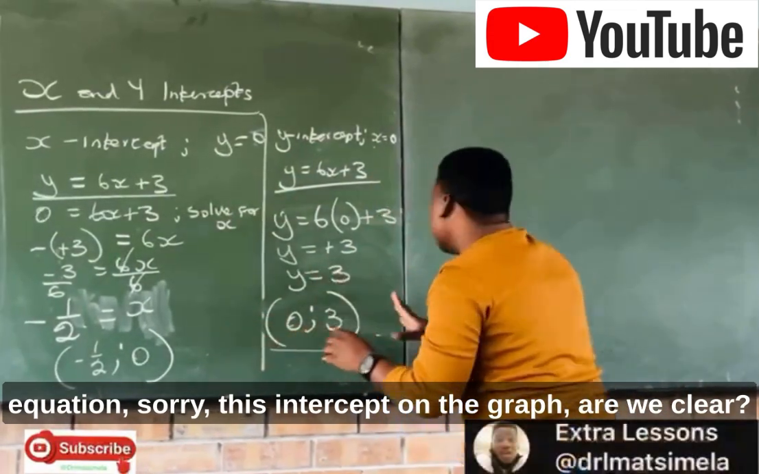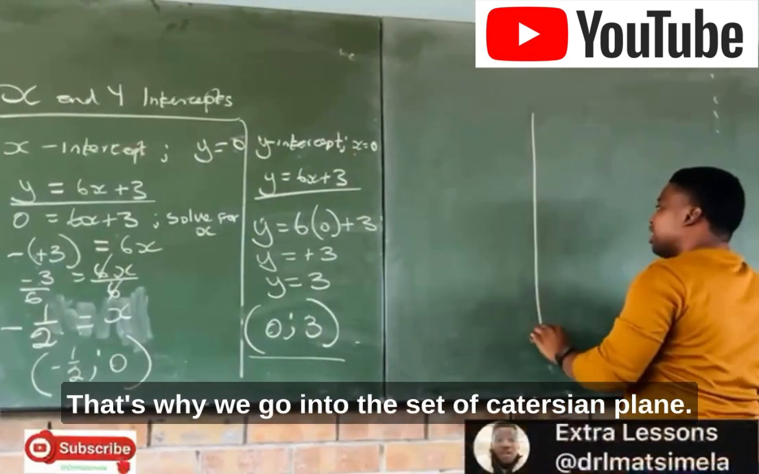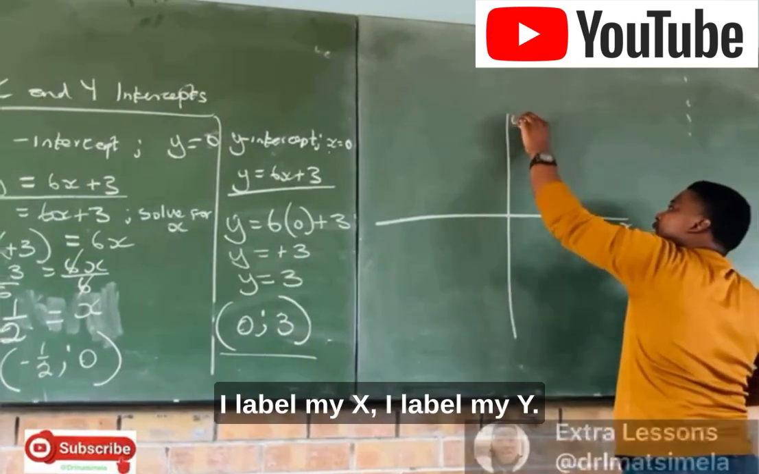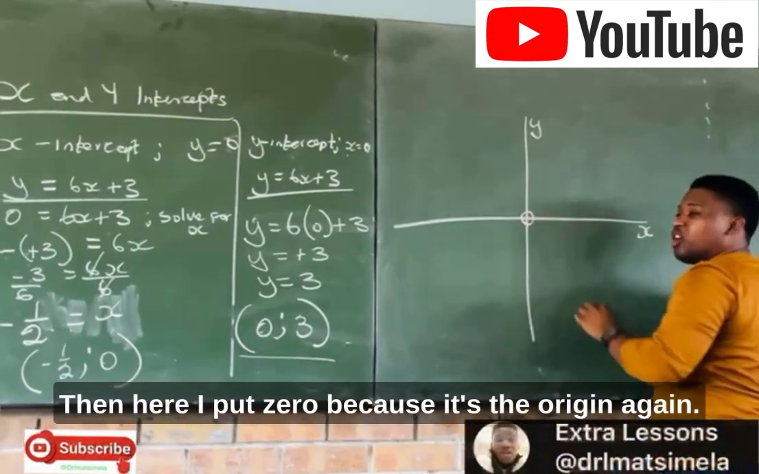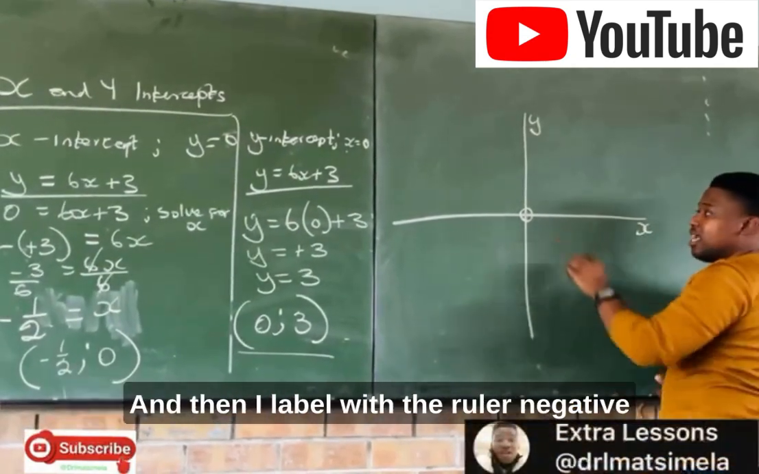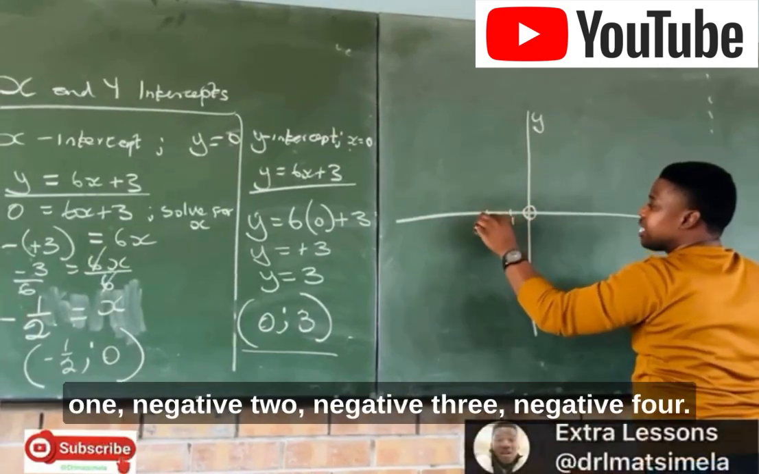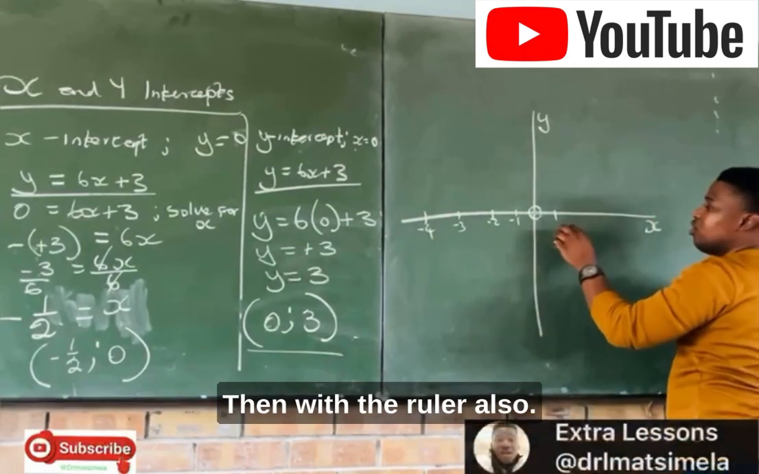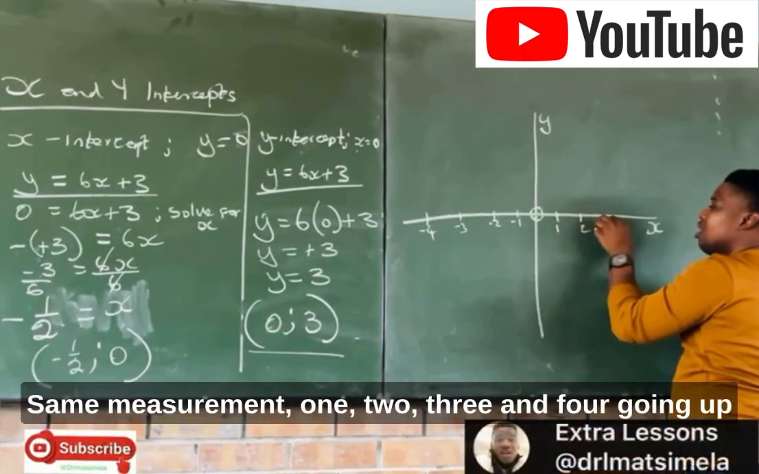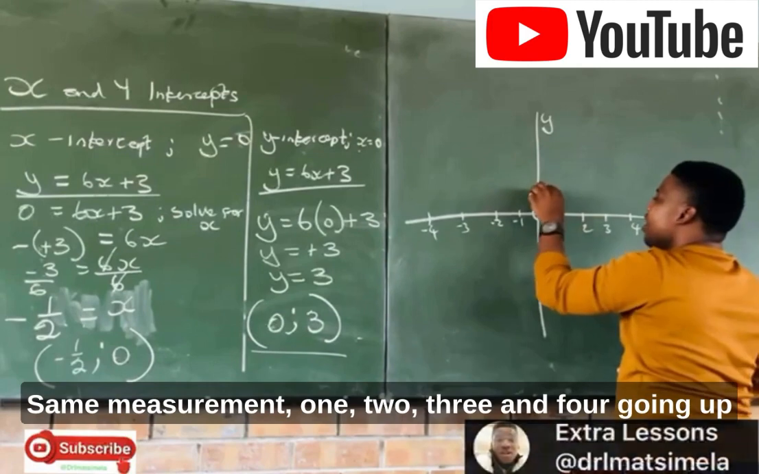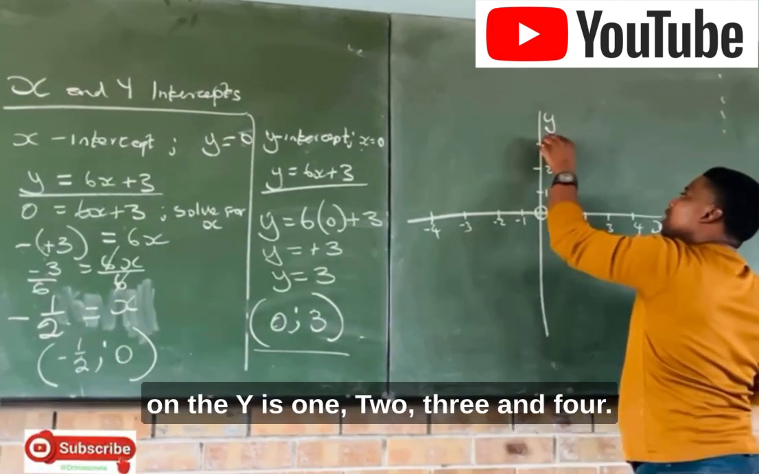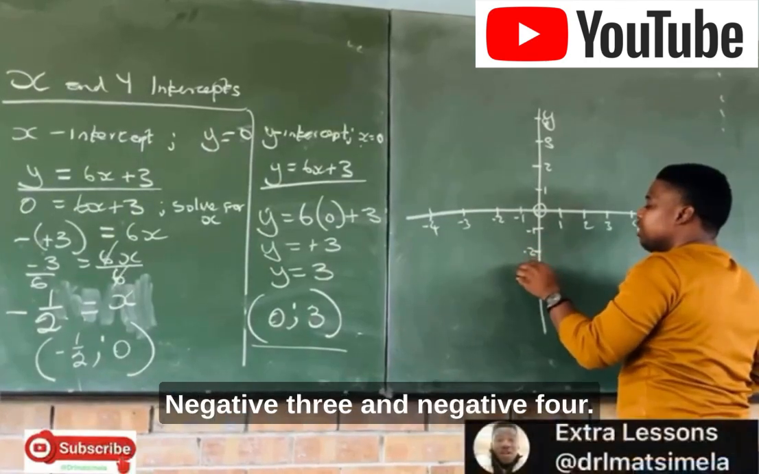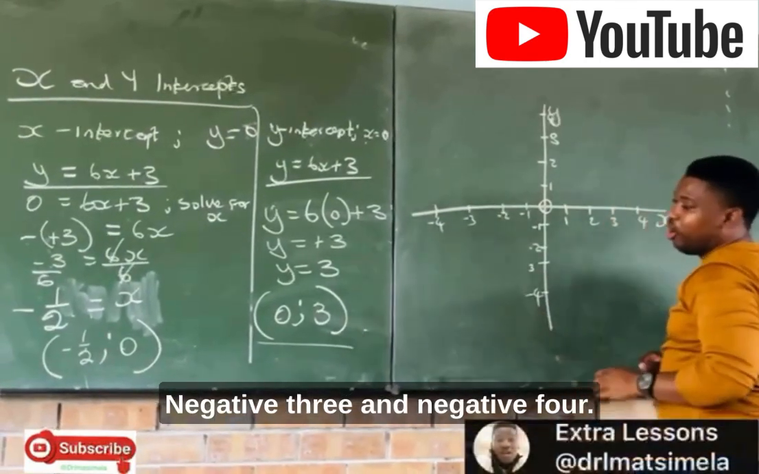Now, if I have to plot this intercept on the graph, we go into the set of Cartesian plane. We have the set of x's and the set of y's. I label my x, I label my y. Here I put 0 because it's the origin. Then with the ruler I label -1, -2, -3, -4, and also 1, 2, 3, and 4. Going up on the y is 1, 2, 3, and 4, and going down -1, -2, -3, and -4.